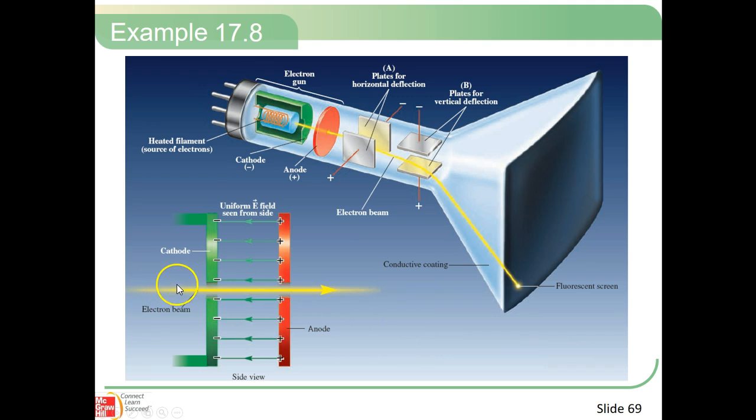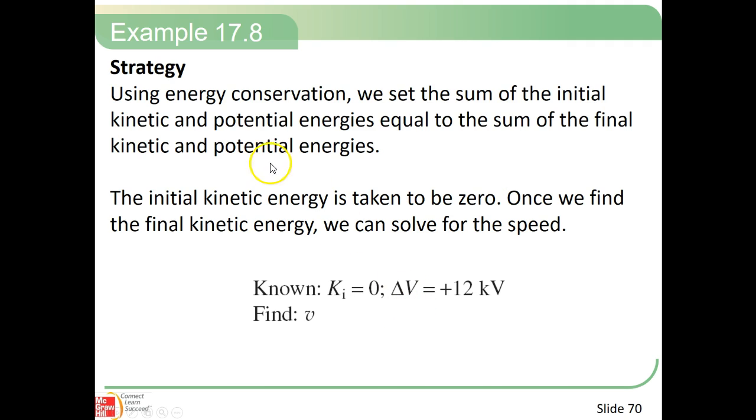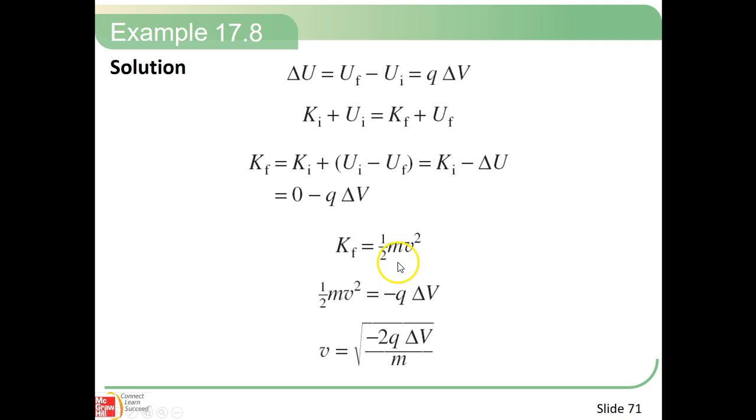Here's what's happening. We have an electron moving from the cathode to the anode, opposite to the way a proton would move. Remember, a proton would start here and move the opposite way. We can use energy conservation here. We set the sum of the initial kinetic and potential energies equal to the final kinetic and potential energies. The initial kinetic is 0, and once we find the final kinetic, we can solve for the speed.